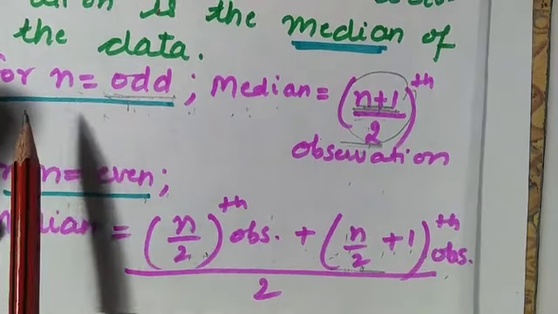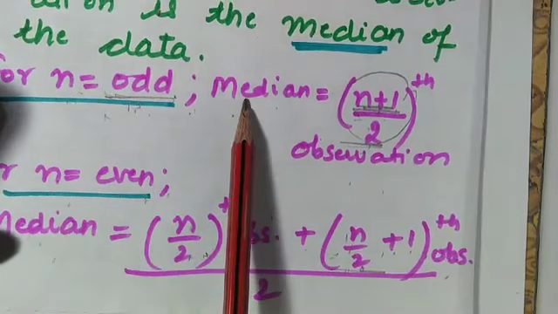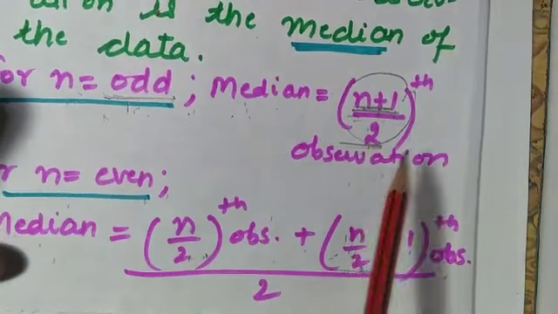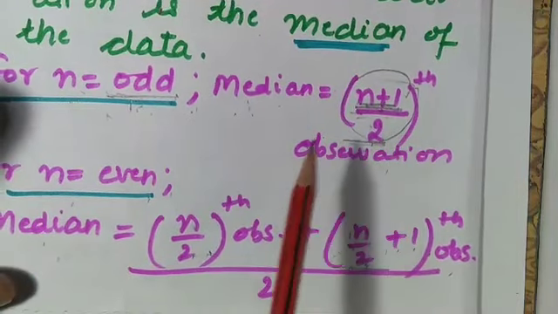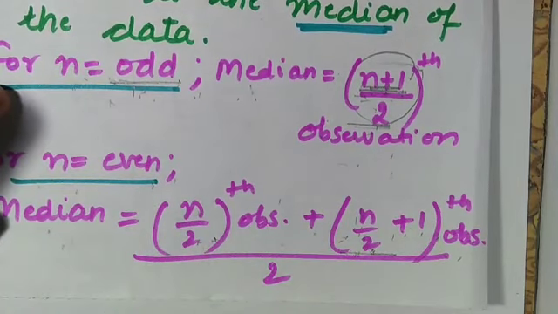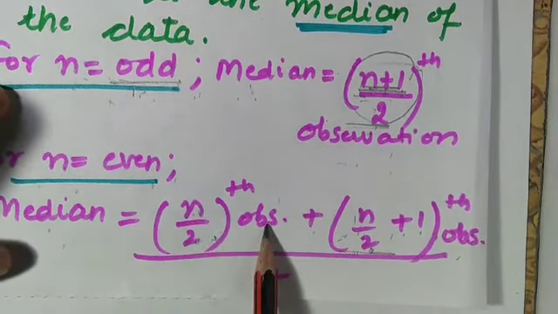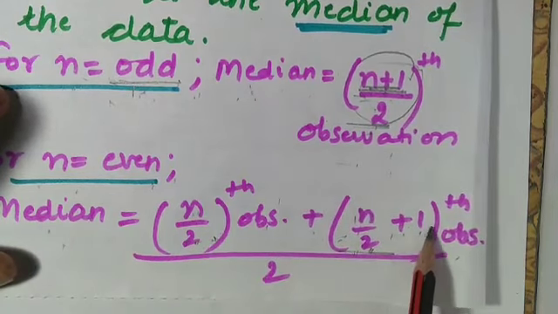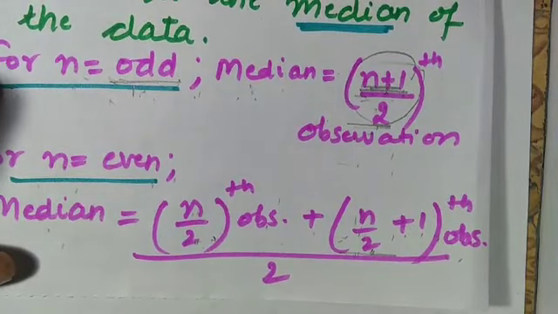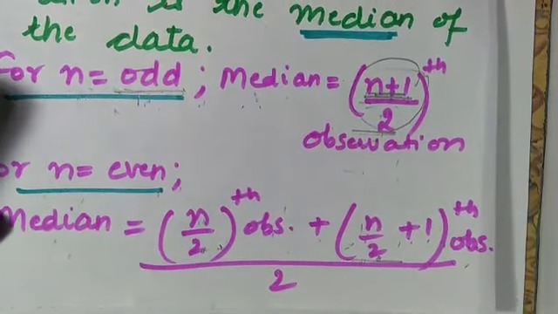So whenever you have an odd number of observations, the median can be calculated by the (n plus 1) by 2-th observation. This observation will give you the median. And when the number of observations is even, the median can be calculated by the n by 2-th observation plus the (n by 2 plus 1)-th observation, whole divided by 2. So this is how you can calculate the median, and the median is the middlemost observation.